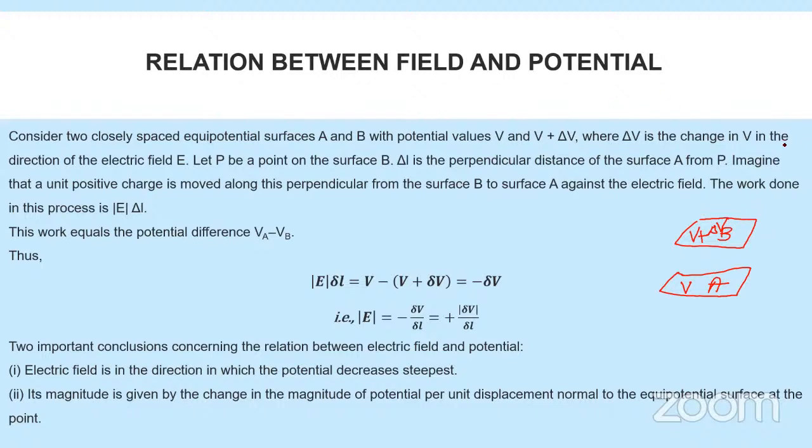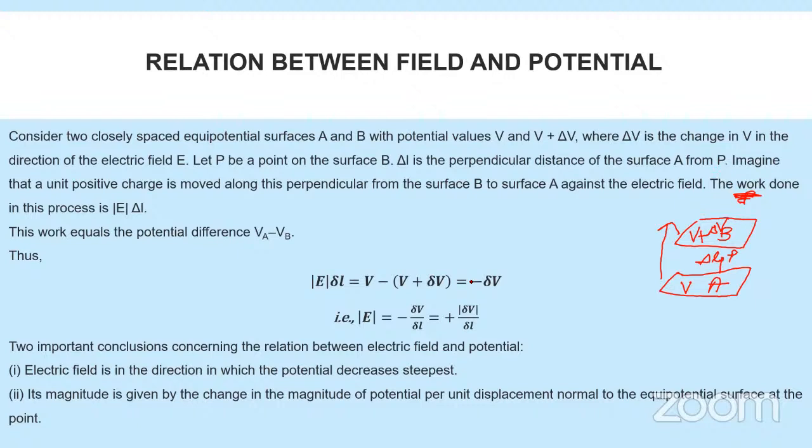So del V is the change in V in the direction of the electric field. Suppose we are considering the electric field in this direction. And del L is the perpendicular distance of the surface A from P. Suppose you take a point P over here, let's consider the below one. So this is going to be your del L, the perpendicular distance of the surface A from P.